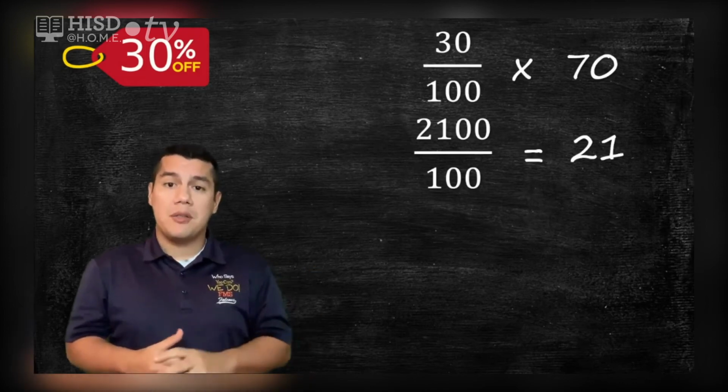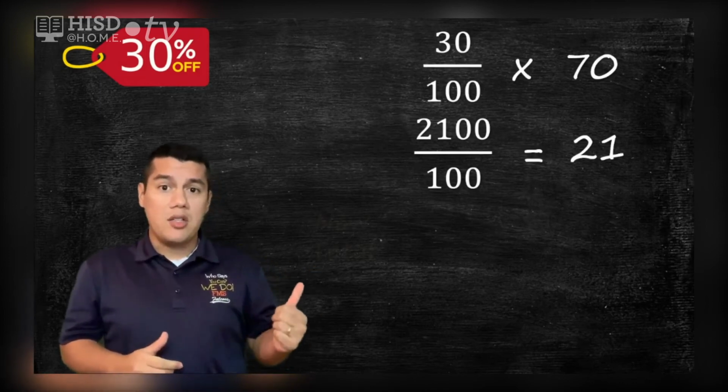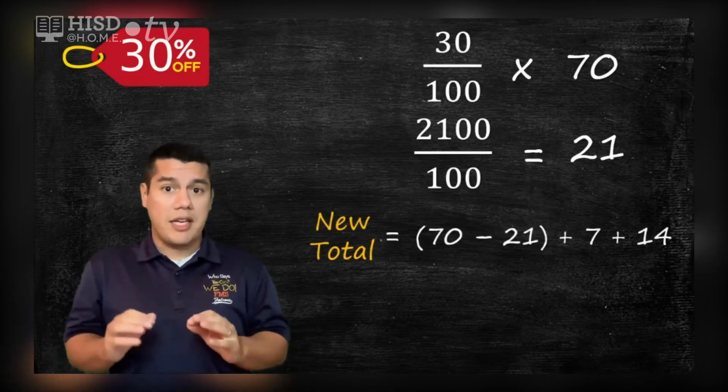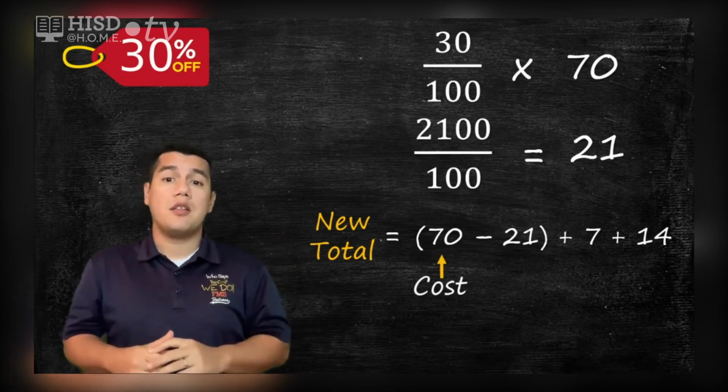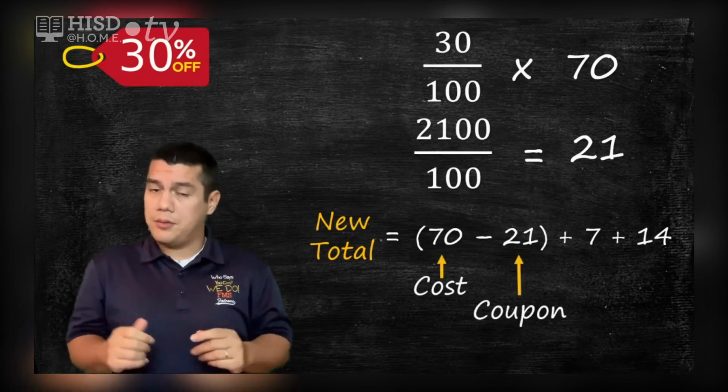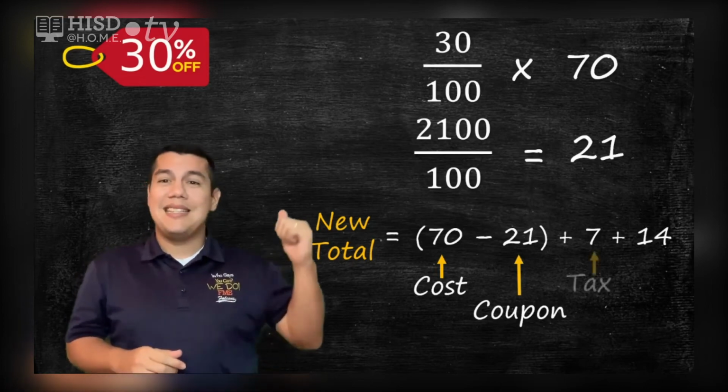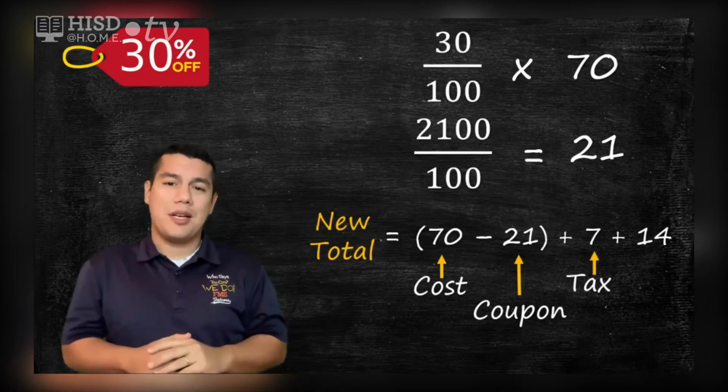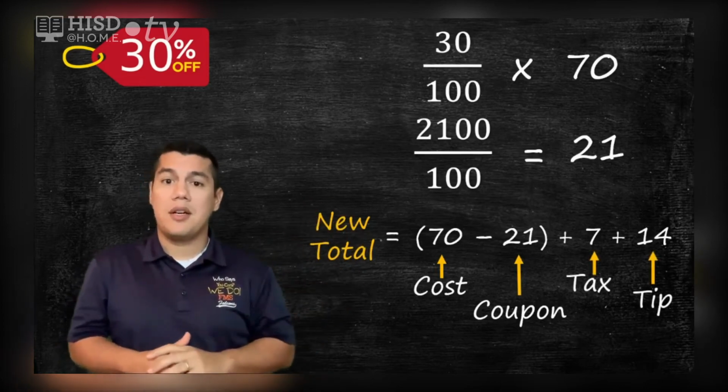My new expression is going to be like this. The cost of the dinner is still 70. And then I'm going to subtract the 21 that they get as a discount. Then I'm going to add the tax, and then I'm going to add the tip that they're going to leave.